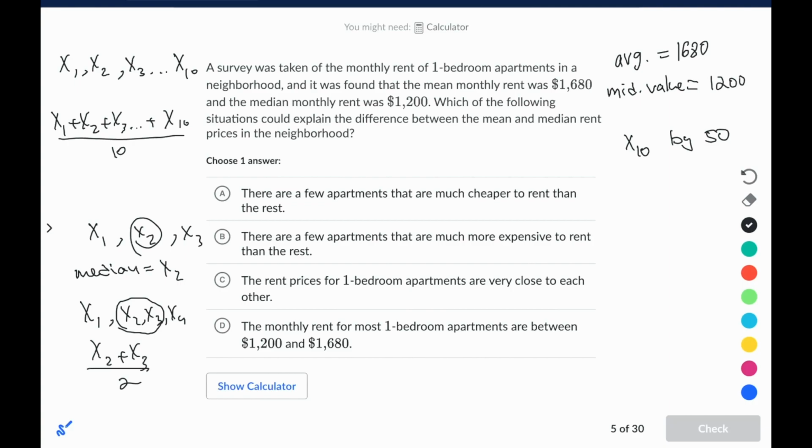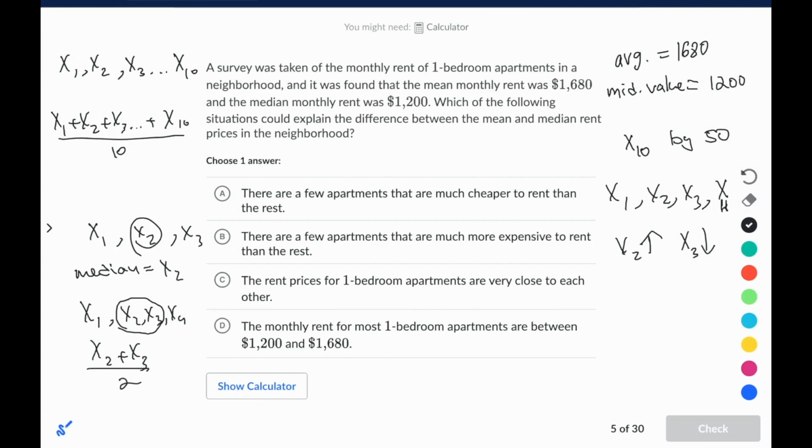But if the median would change, for example, if we would have x1, x2, x3, and x4, if the value that increased would be like x1 or x4, it wouldn't actually affect the median. But if x2 increased or x3 decreased, it would affect the median because the median is calculated from these values. Okay, so now that's what we found out. And let's look at the answer choices.